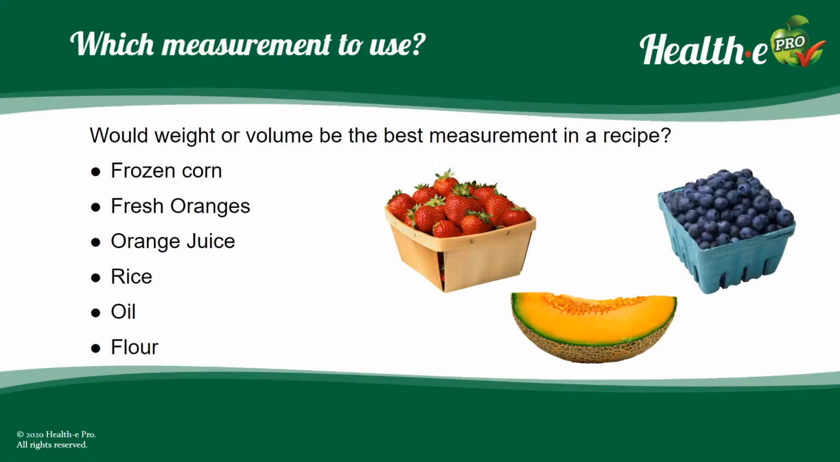So here's a little quiz. Which measurement would be best in a recipe for each of these items? Here's a little hint. Volume is usually best for liquid. So in this case, the corn, the oranges, the rice, and the flour should all be used with weight measurements. The juice and the oil should be used with volume measurements.